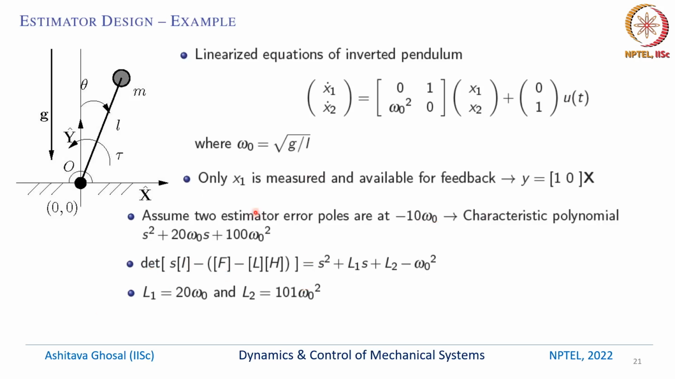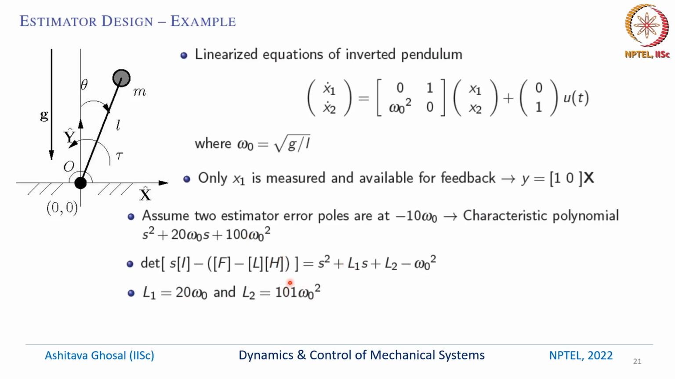So the characteristic polynomial is the determinant of sI minus F minus LH. That is given by s square plus L1 s plus L2 minus omega naught square. So again, F is [0, 1; omega naught square, 0]. Okay, L is L1, L2, H is [1, 0]. So if you just substitute and expand all this, this is what you will get. And then you can compare this polynomial with this polynomial, and you can easily see L1 is 20 omega naught and L2 is 101 omega naught square.